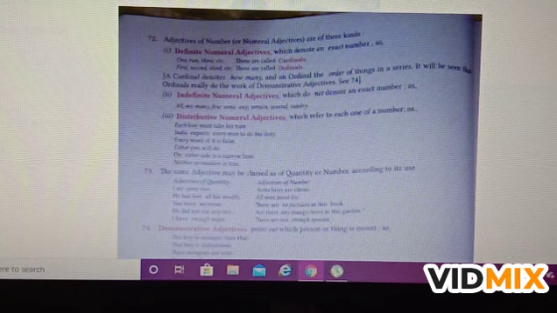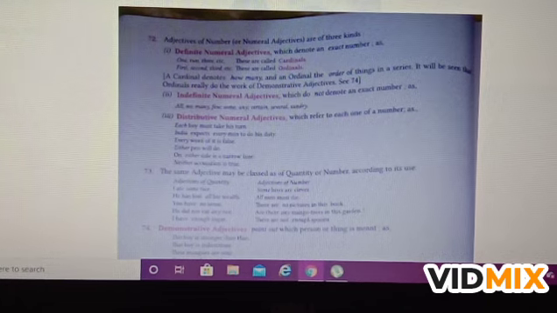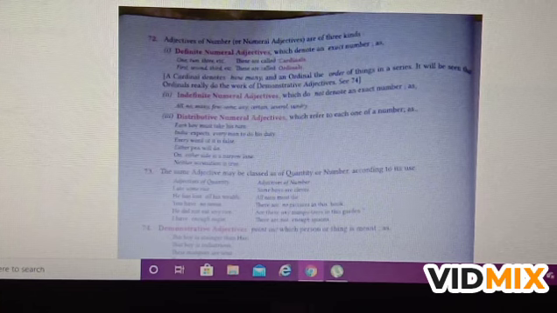Next, he has lost all his wealth. Next, all men must die. Same way you can see the adjective is at the beginning of the sentence in case of adjective of number. When we talk about adjective of number, the adjective is placed at the beginning.